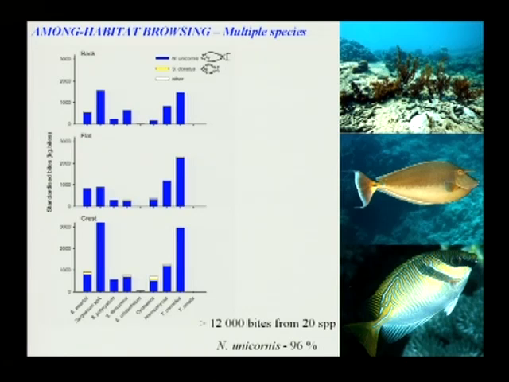Naso unicornis, again, indicated in blue. What we're seeing, again, is from over 12,000 bites. Now, this is just one day's replicate. I haven't had time to go through all the video for this. Naso unicornis accounted for over 96% of all the bites. So not only is it feeding across all the habitats, but it's feeding on all nine species of algae.